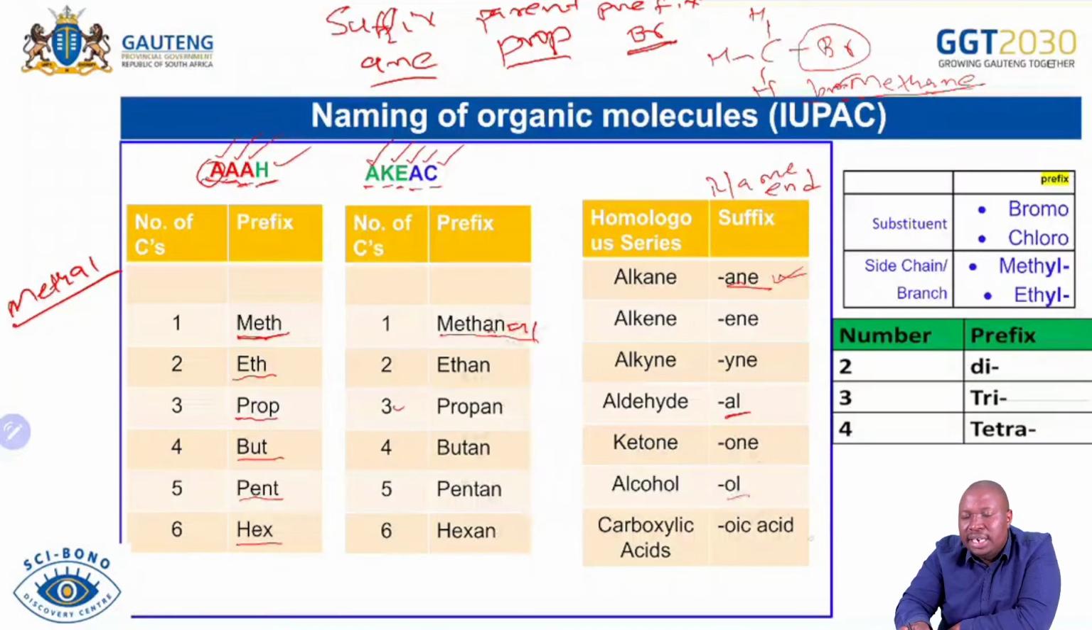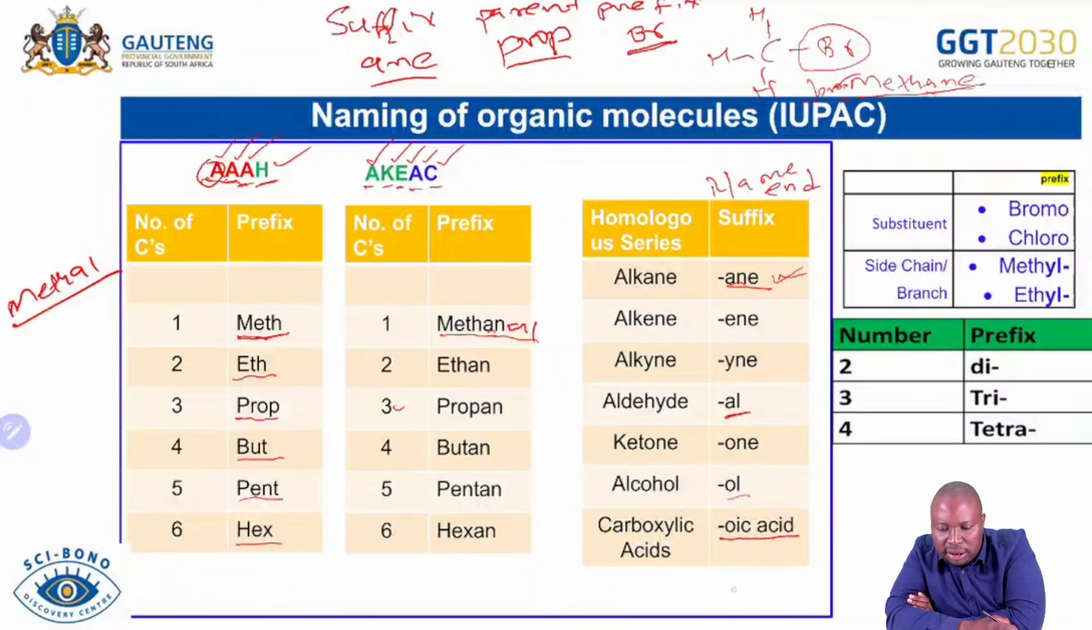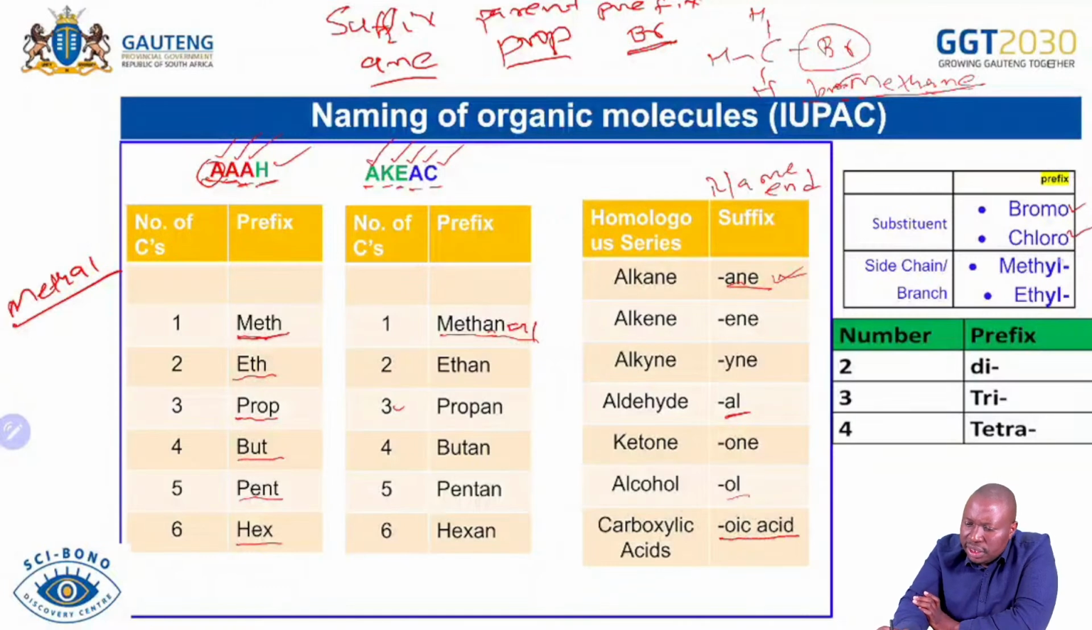The same now applies when you deal with the carboxylic acids. For carboxylic acid, you are adding the suffix, which is oic acid. So it will be methanoic acid, ethanoic acid, propanoic acid, butanoic acid, pentanoic acid, and hexanoic acid. So I hope you got that. And we are saying our substituent here is our bromo and our chloro. Our side chain or branch is our methyl and ethyl. So we only do those 4.